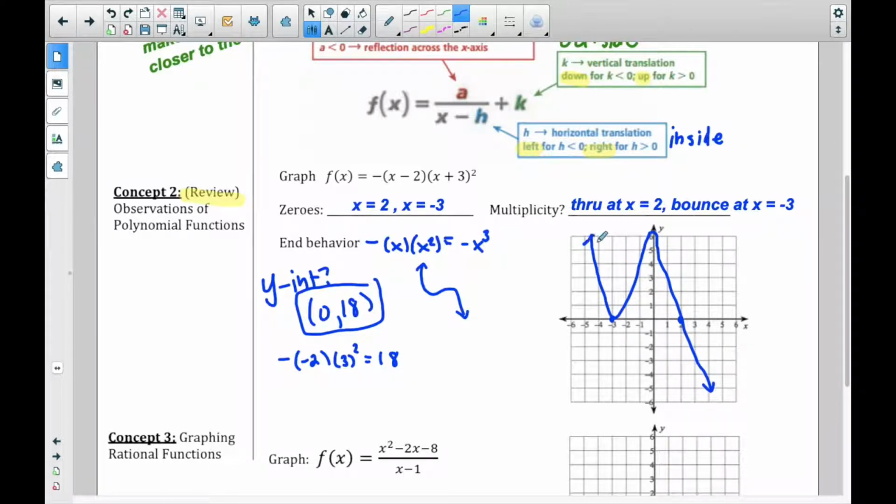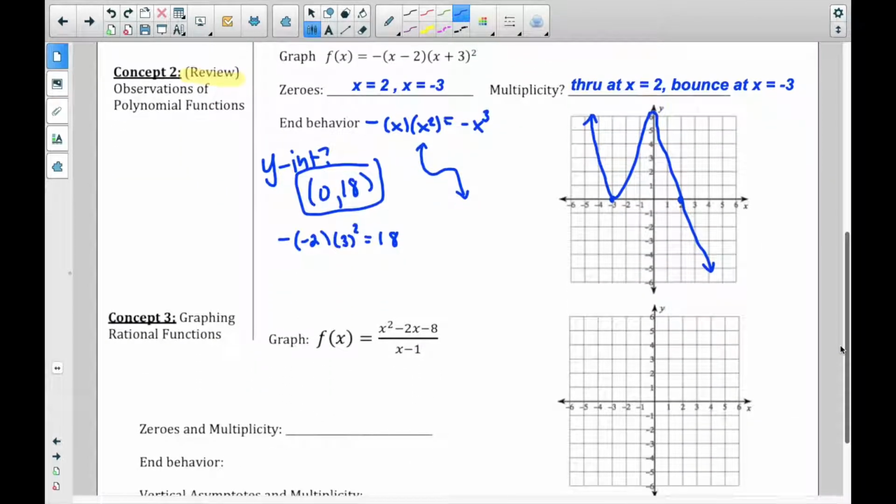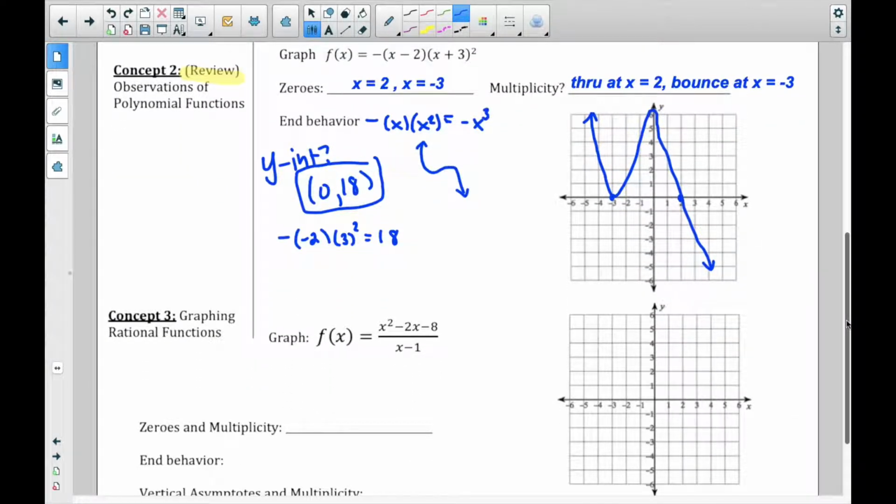That has the correct end behavior. It has approximately the right y-intercept. I just need to make my graph longer. It has a bounce and it has a through. That's what that would look like, basically. That's a review. We learned that last semester. Now let's talk about what's new.